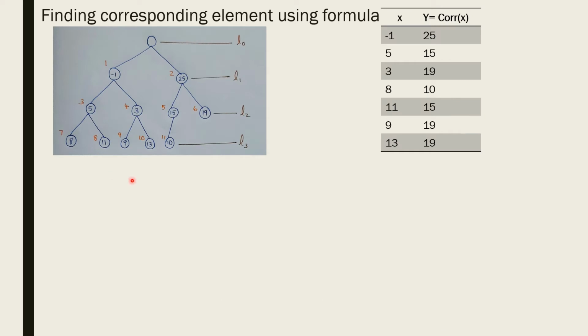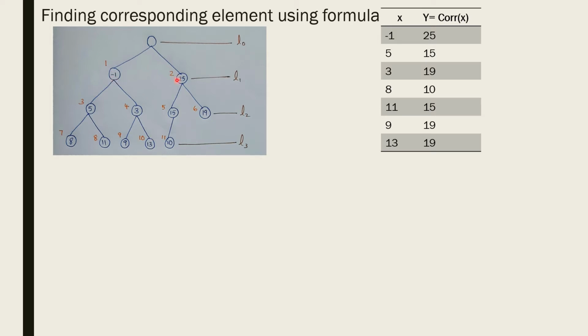Okay, now I'll explain how to find the corresponding element using that formula. This is the same example, and here the height of this tree is 3. So this is level 0, level 1, level 2 and level 3. The numbering of the nodes is from left to right, and once all the elements in a particular level are finished, it goes to the next level. So that's how the numbering of the nodes is done.